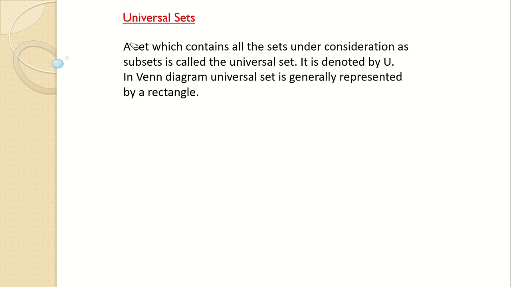A set which contains all the sets under consideration as subsets is called a universal set. So it is the biggest set, we can say. It is denoted by the letter U. In a Venn diagram, the universal set is generally represented by a rectangle.